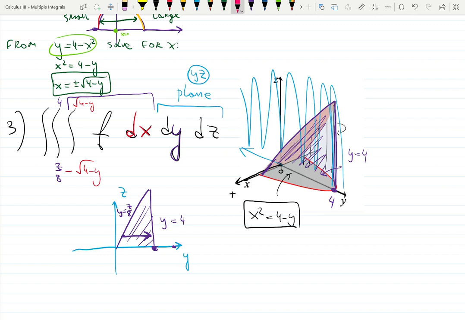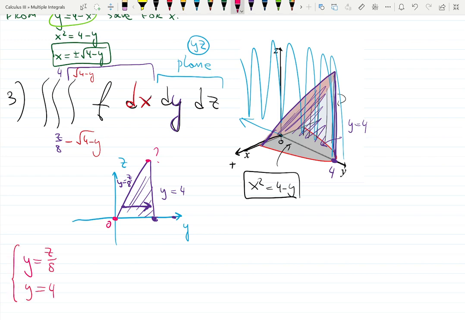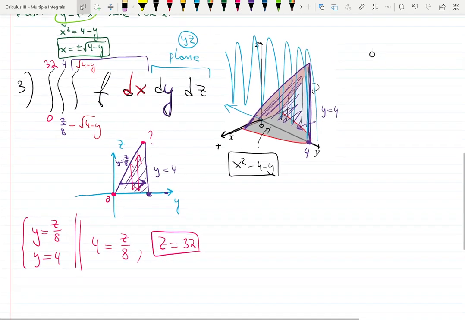What numbers are these? Z in this picture is height. So from 0 to this tip. What is this tip? We have to find it. We don't know. This is the intersection of two functions. Y equals z over 8 and y equals 4. 4 equals z over 8. So z is 32. Z is going up and down from 0 to 32. And we are done with number 3.